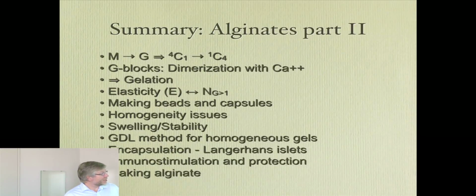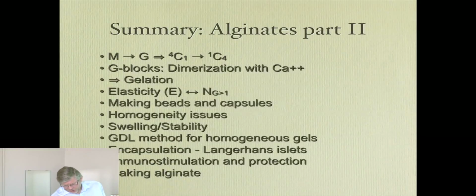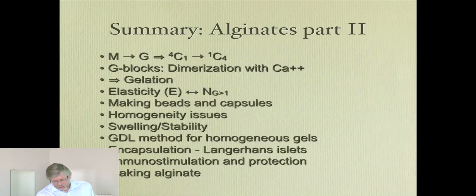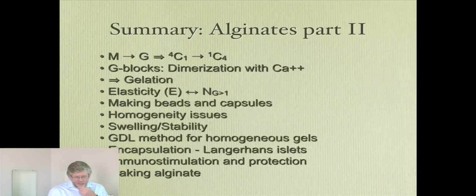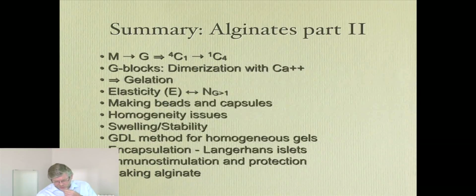We talked about the elasticity and especially how it depended on the G block length, how to make beads and capsules. We talked about homogeneity, swelling and stability. I mentioned the GDL method for homogeneous gels. And I used an example, the encapsulation of Langerhans islet for diabetes, which led to immune stimulation and protection, and finally how to make alginate.